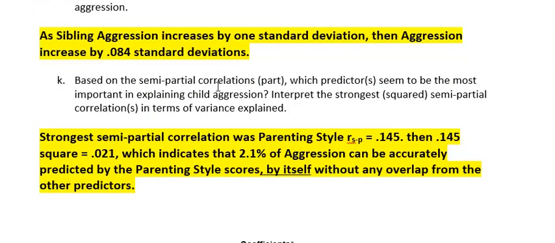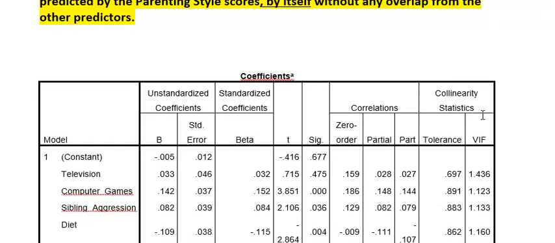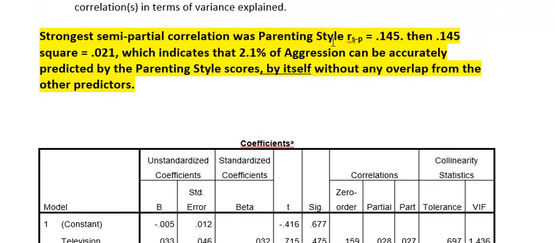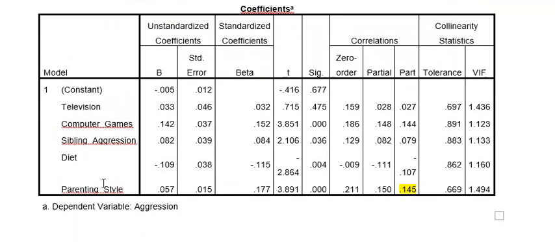And then based on the semi-partial correlations, which SPSS calls parts, don't ask me why, which predictor seems to be the most important in explaining child aggression? Interpret the strongest squared semi-partial correlation in terms of that. So that is right there, still parenting style. But if you'll notice, you've got a real close one behind with computer games.